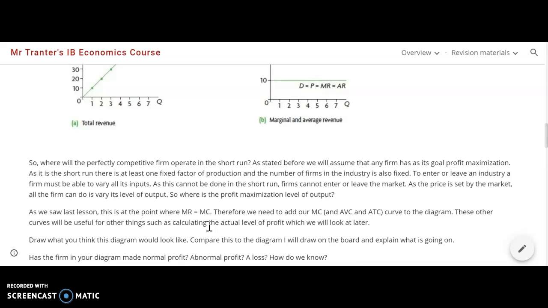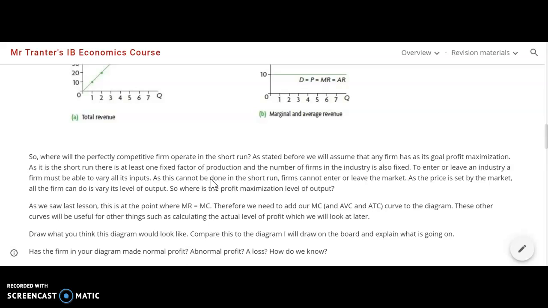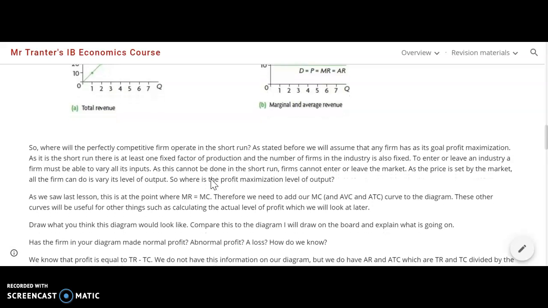We have our MR curve, we've drawn our MR curve, we know what that looks like for perfect competition. So now we need to add our MC curve and our other cost curves as well. You don't need those other cost curves to decide where you're producing, but you do need them to see what the level of profit is and other factors.